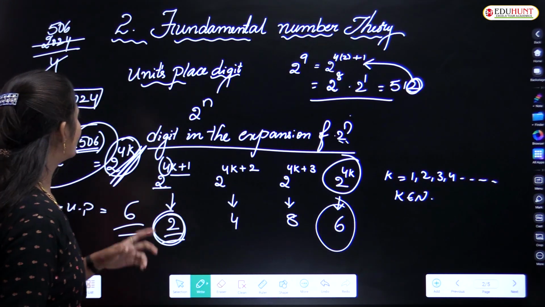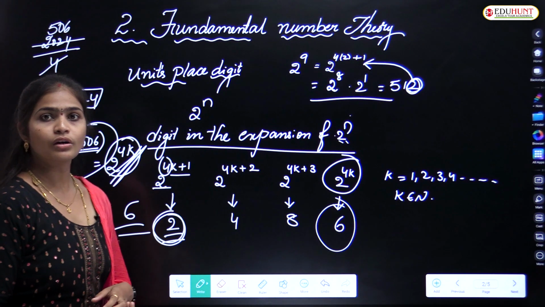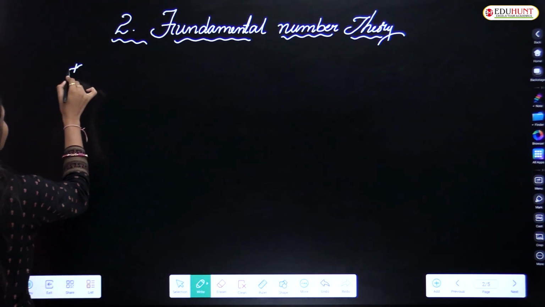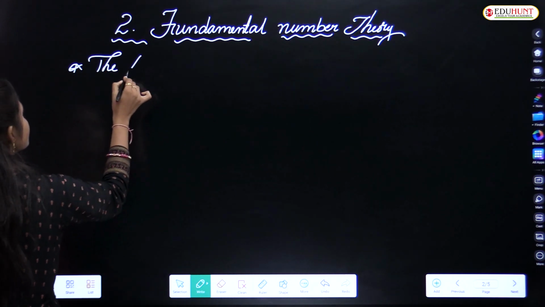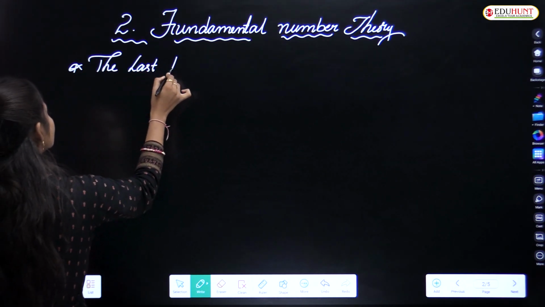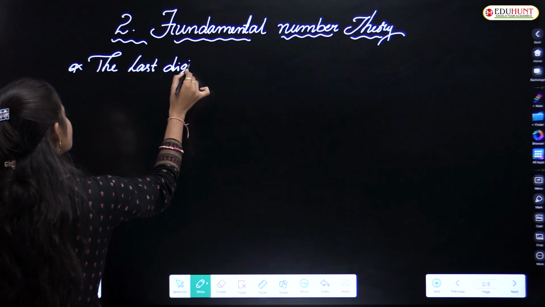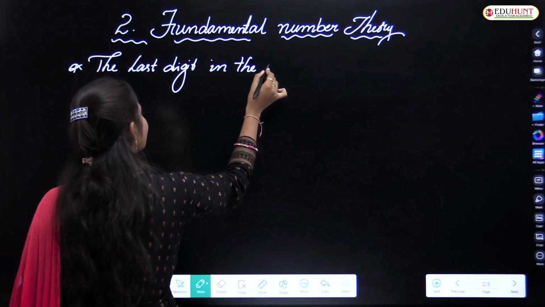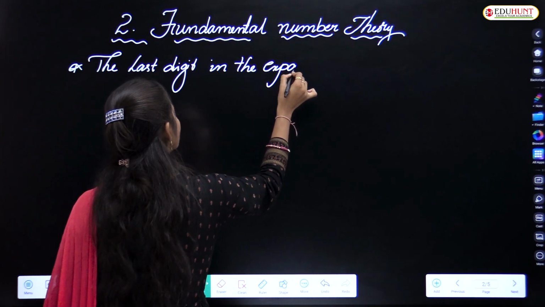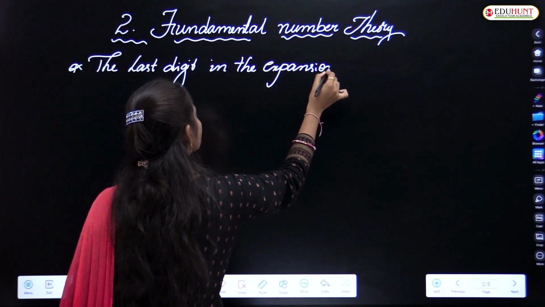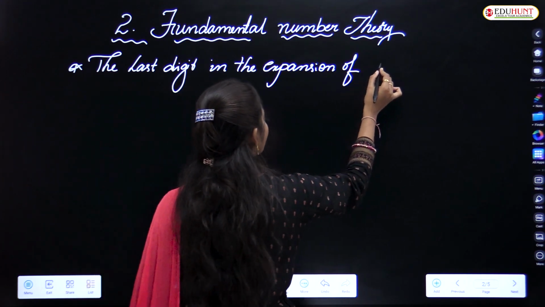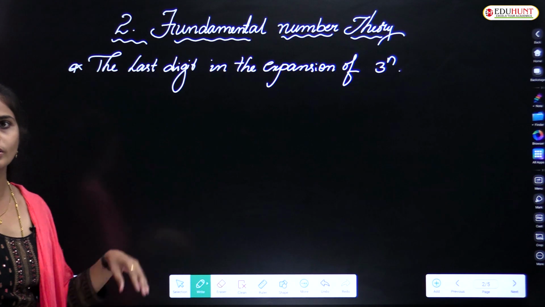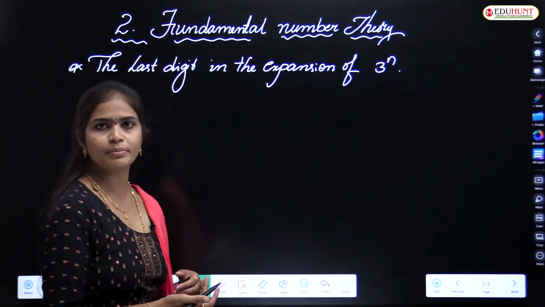Clear? So for 3 power n, how will you take it? Say the last digit in the expansion of 3 power n. For 3 power n also we can observe that, like that only, for every 4 steps you will get the same repetition.